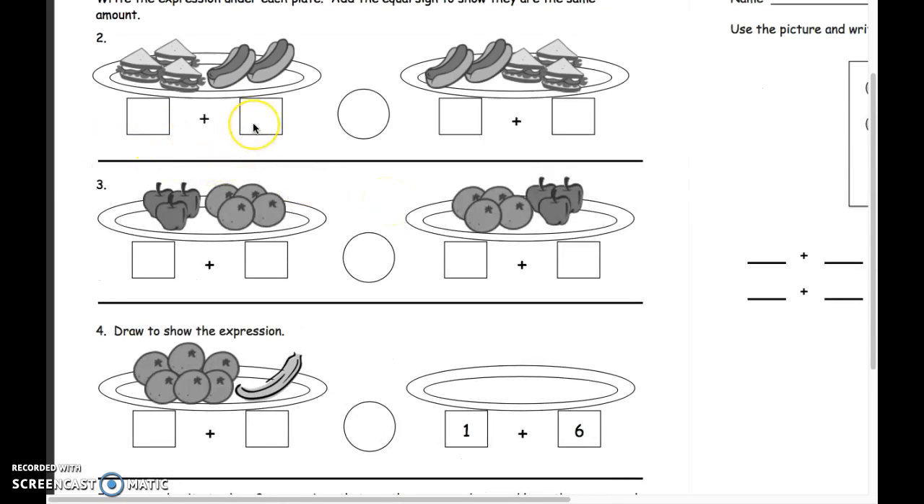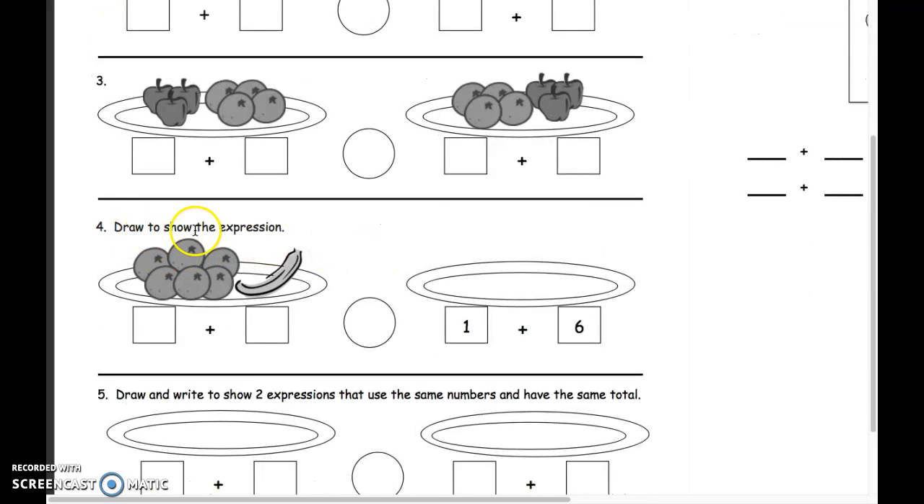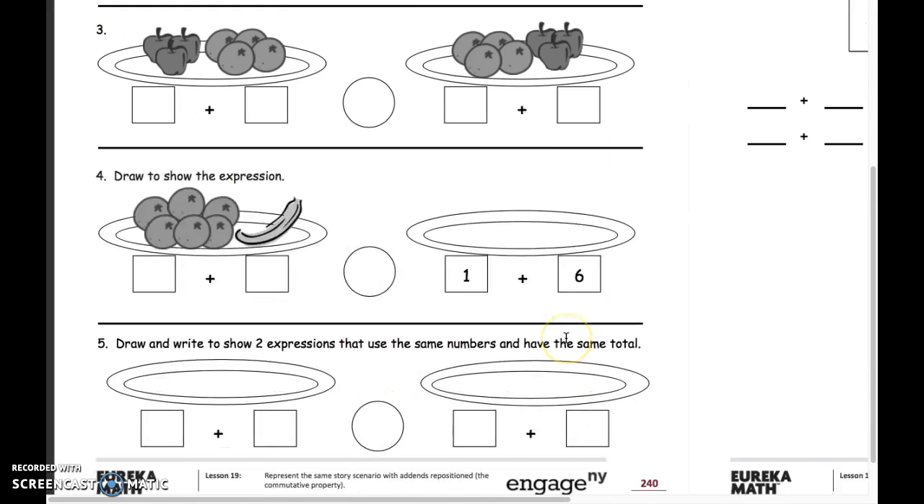Remember, you can put your little caret down at the bottom and add to make sure that they both equal the same number. You're going to fill it in here and here. If they're equal, put the equal sign. This one, draw to show the expression. So you're going to put the oranges, the banana. You're going to have to make it equal, so your picture should match with 1 and 6.